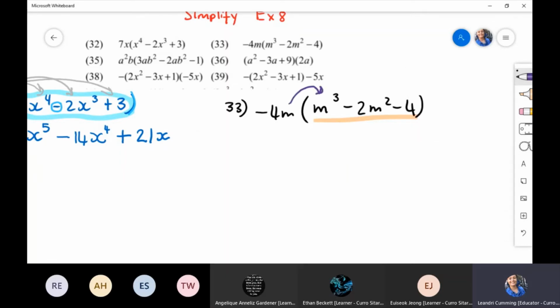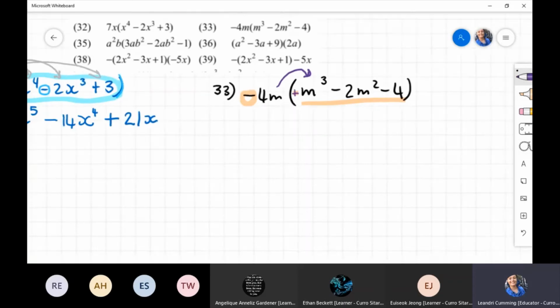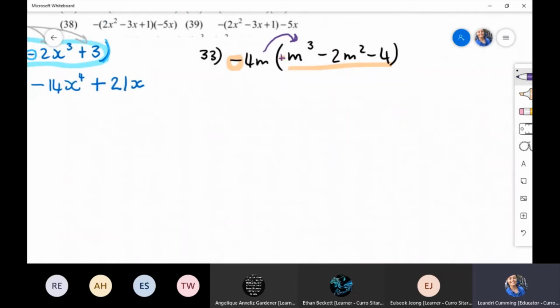So minus times the positive, here's my minus, here's my positive. There's a little positive in front of my m. Minus times a positive is equal to a minus. And 4 times 1 is equal to 4. And m to the power of 1 times m to the power of 3 becomes m to the power of 4. I go back to my minus 4m.